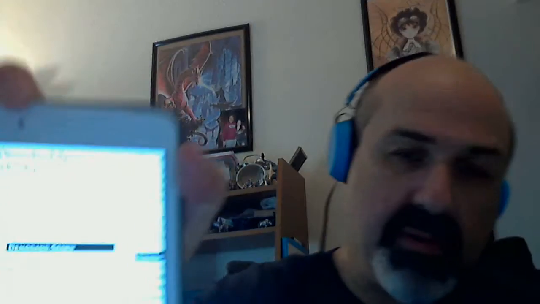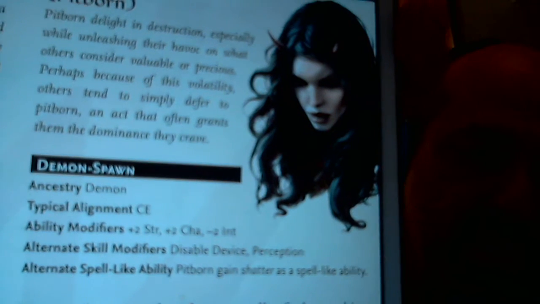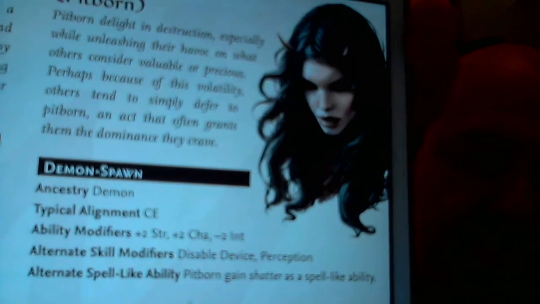You have the Demodand. So remember I talked about Demodand spawn. And these have the +2 con and wisdom. They're much more resistant and not as intelligent. And they gain Bear's Endurance because of that ability to be pretty tough. There's the Pit Spawn, which are the demons, like the Pit Fiends. Okay, they get a +2 strength, +2 charisma, -2 intelligence, and they gain Shatter as a spell-like ability instead of their other darkness ability.